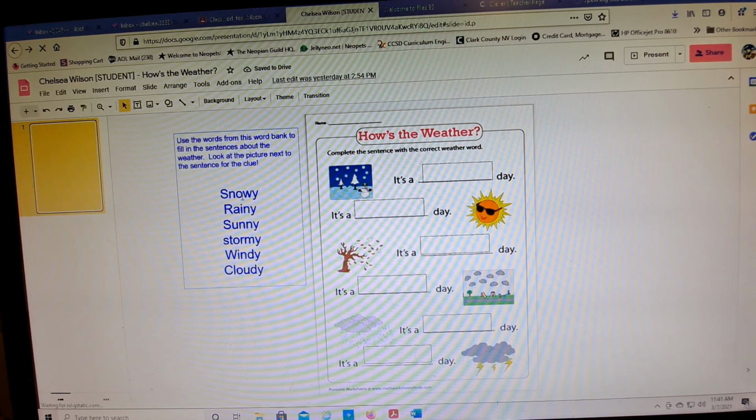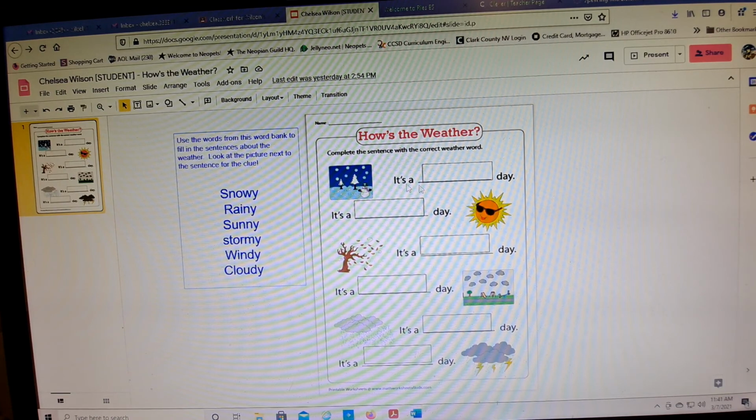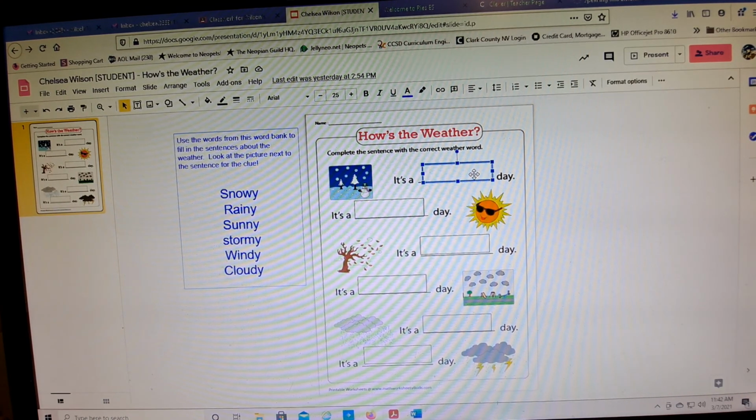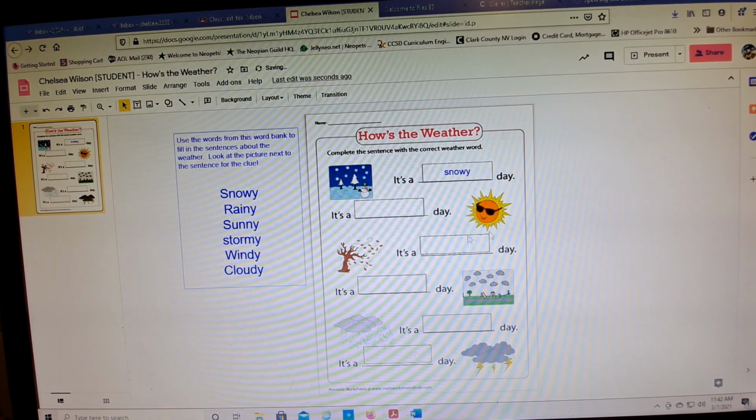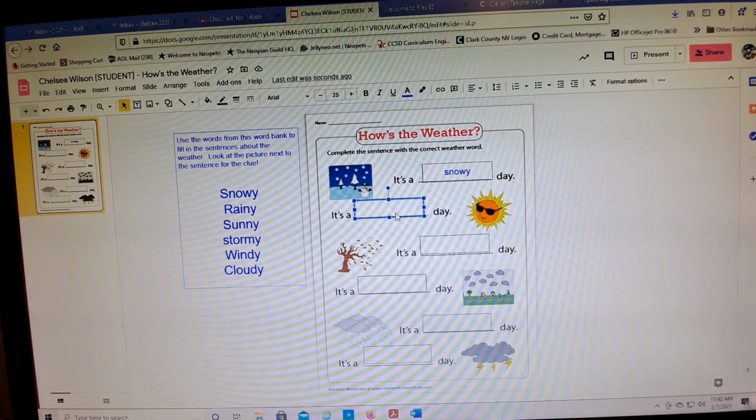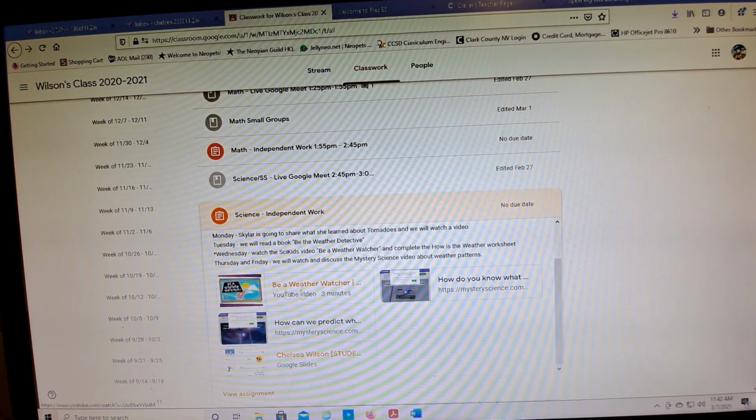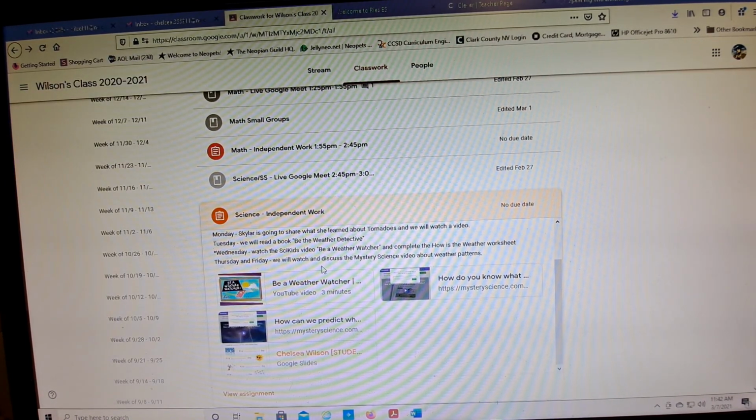And I have a word bank here. So you're just going to look at the pictures. Like if you look at this picture, it's a blank day. Well, let's look at our words. Well, I'm going to say it's a snowy day. So they just can type it in there. This is a picture. It's a sun. Look at our word bank. Sunny. It's a sunny day. So anyway, that's the worksheet for Wednesday after they watch this video here by SciKids.